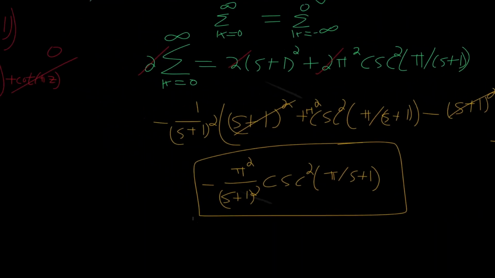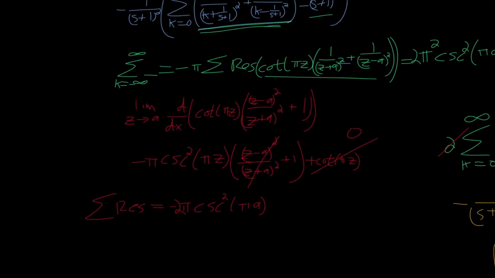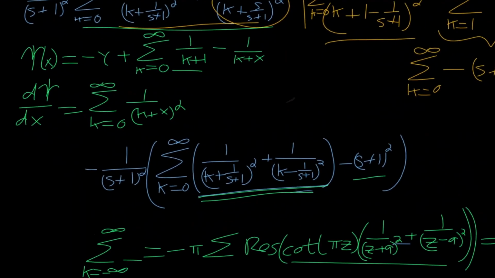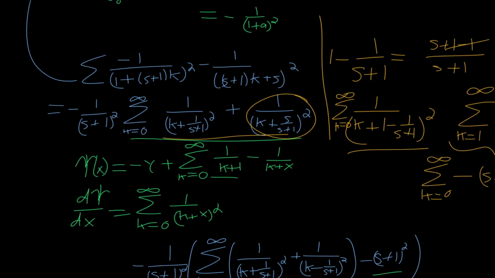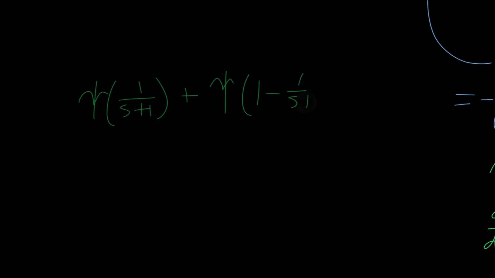Now, as promised, there is one interesting note right here with the digamma function. We saw that this can be expressed as a digamma function. If we look at these two terms again, comparing them with our definition for the derivative of our digamma function in terms of its sum, this could just be expressed as digamma of 1 over s plus 1, and then plus digamma of 1 minus 1 over s plus 1.